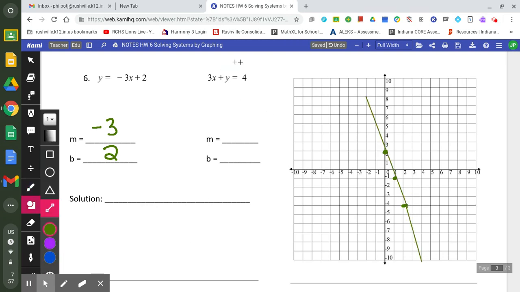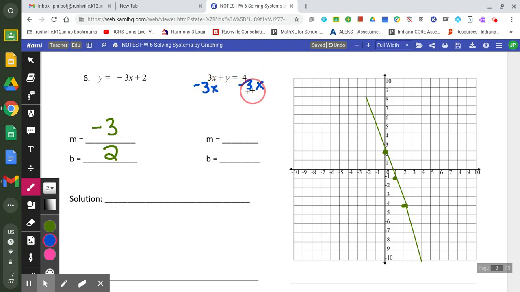And now this one we have to solve for y because it isn't solved for y yet. So I have to subtract 3x on both sides of the equal sign. And those cancel, so I get y equals -3x plus 4. So my slope is -3. My b is +4. So starting at the +4, going down 1, 2, 3 over 1, down 3 over 1.